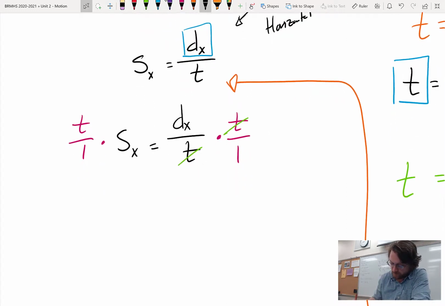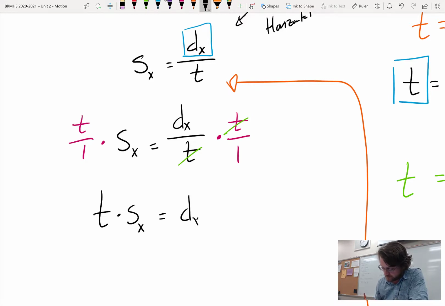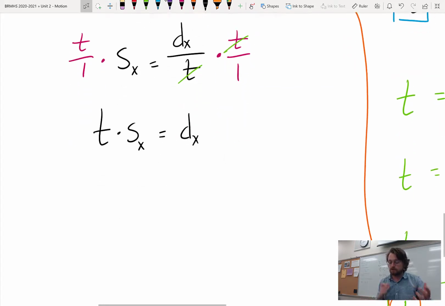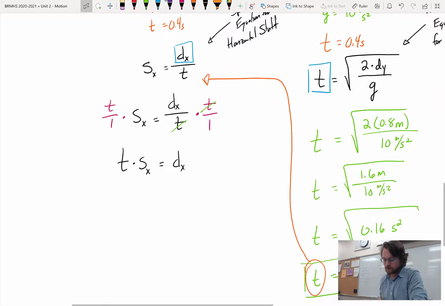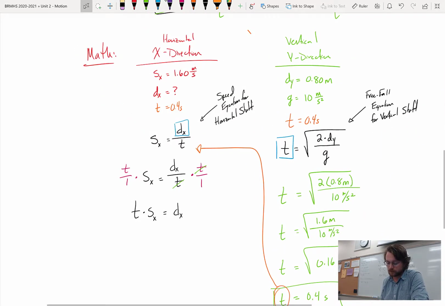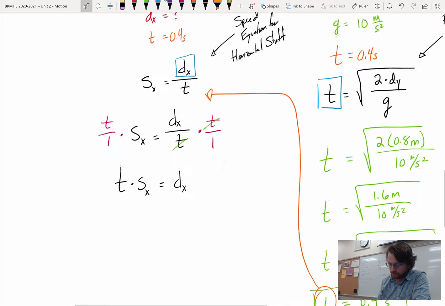So in my next line down, I have time t multiplied by this speed in the x direction equal to the distance traveled in the x direction. Notice I keep the x's there to remind myself I'm using the horizontal stuff, because I also have a dy for the vertical distance. That's not what I want to substitute in here. I want to use the horizontal one. Horizontal stuff when I'm on the left side over here in my horizontal direction.